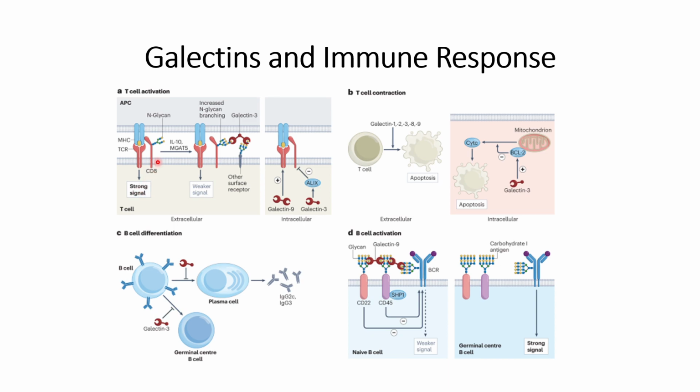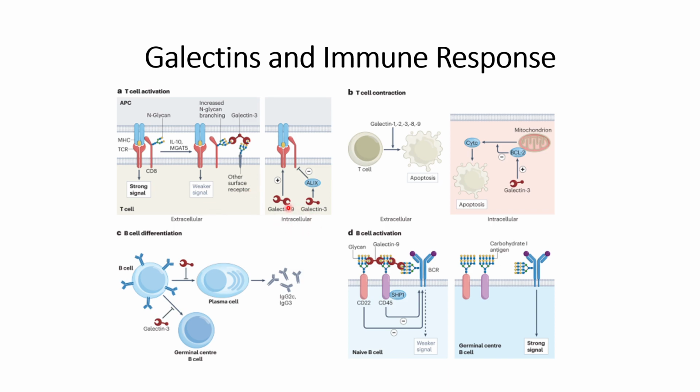However, when signaling pathways such as interleukin 10 or MGAT5 get triggered, this leads to weakening of signals, and galectin 3 also plays a role here, as it interacts with the increased N-glycan branching of the CD8 and other cell receptors, thereby reducing CD8 interaction with the major histocompatibility complex. This results in weak T cell receptor signals, or in other words, it will decrease T cell activation.